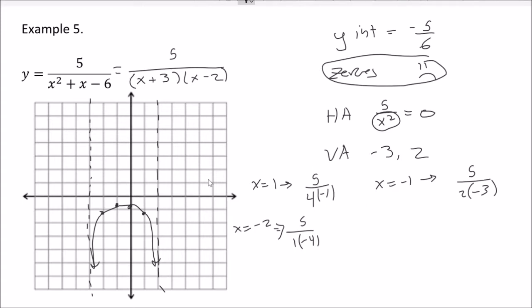I'm going to try 3 because it's my smallest value out to the right of this vertical asymptote. So let's try 3, and then I get 5 over 3 plus 3 is 6, and 3 minus 2 is 1. So I get 5/6, which is right in there somewhere. Stay close to the asymptote, hit the point, now to the other asymptote. Okay, and so that one's all done.